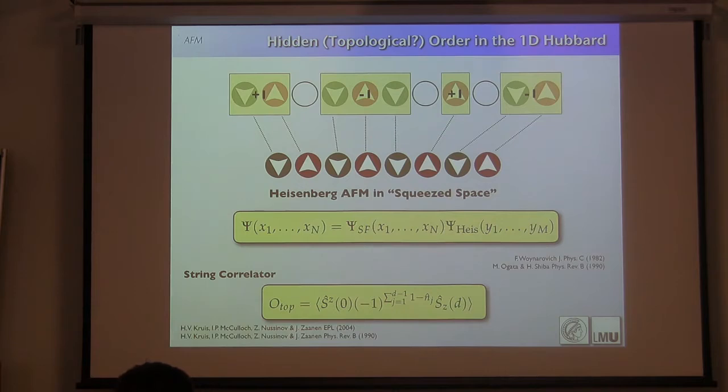And this statement you can make exact. You can actually write the many-body wave function of this strongly interacting system for very large U over J in an exact form, which was derived in these two wonderful papers, in the following form.